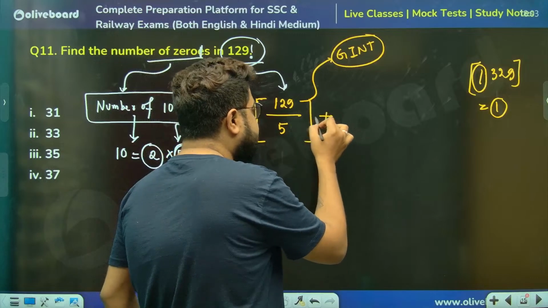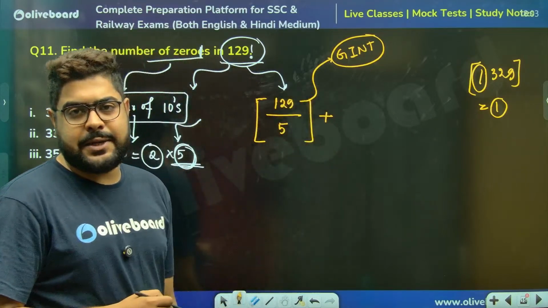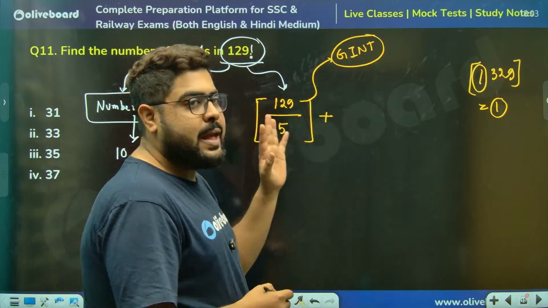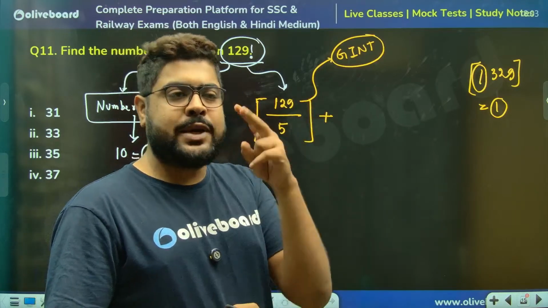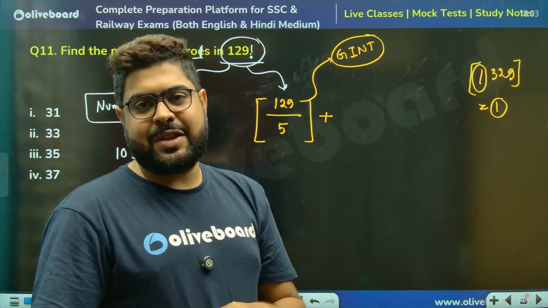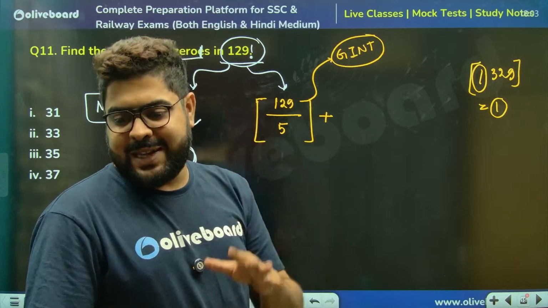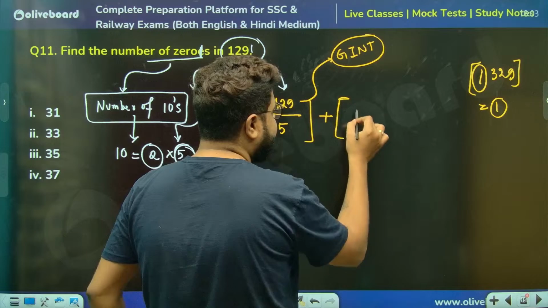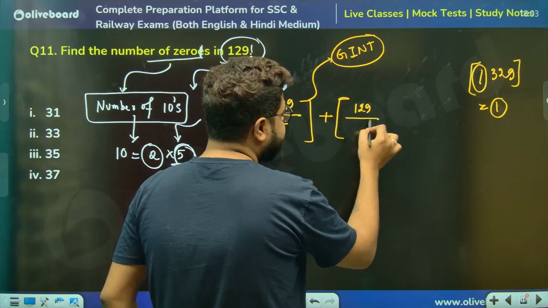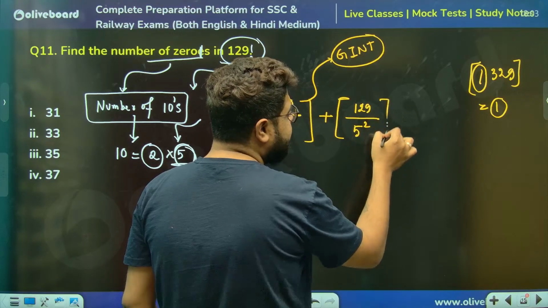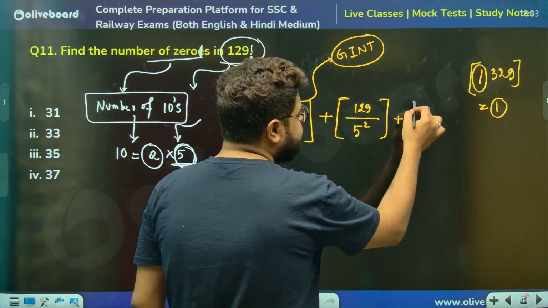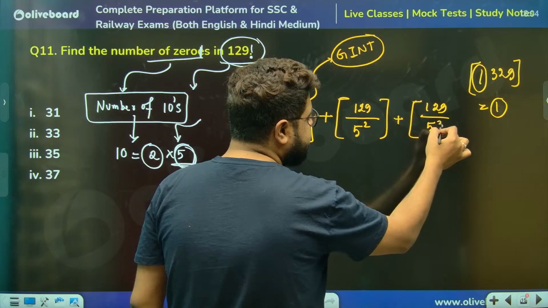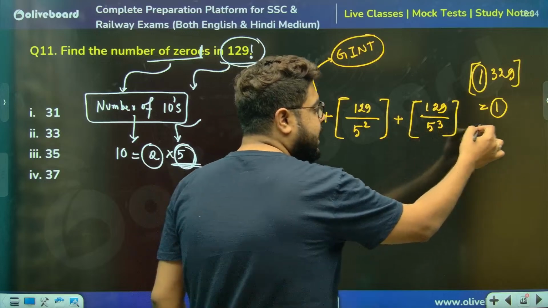Now, this gives all the 5 multiples. But there are certain 5 multiples which have two 5s in them. Those are called 25 multiples. 25, you see, has two 5s. So I need to figure out 129 by 5 square as well. Similarly, I need to do 129 by 5 cube for those which have 3 powers. And similarly, I should go on.